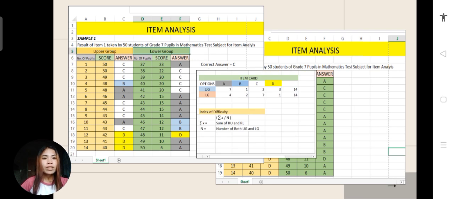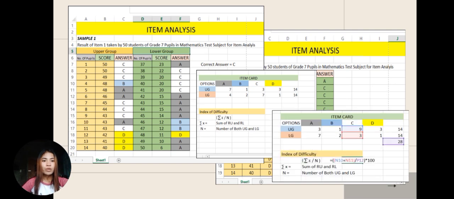Therefore, in our item card for the upper and lower groups, we have option A, with 7 students in the upper group and 4 in the lower group. In option B, 1 in the upper group and 2 in the lower group. In option C, 3 in the upper group and 7 in the lower group. And in option D, 3 in the upper group and 1 in the lower group. So the total number of scorers in the upper group is 14 and in the lower group is 14, since it is our number of cases, or the 27% of 50 students.